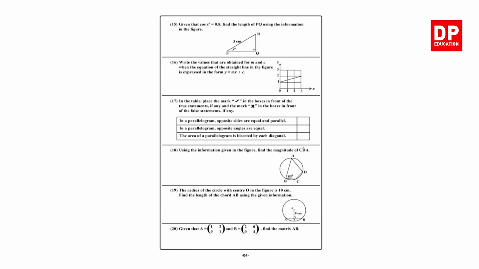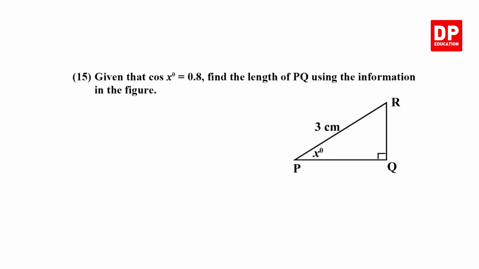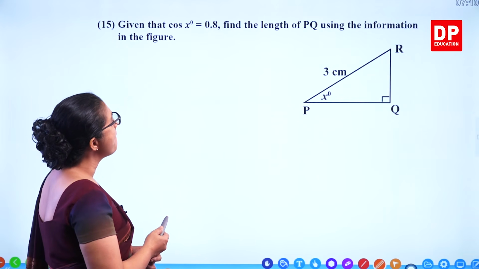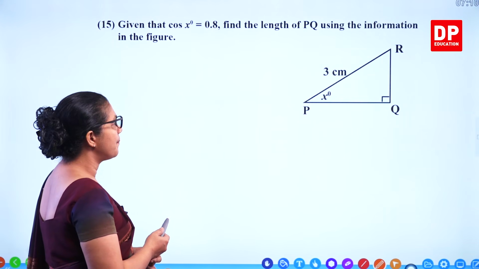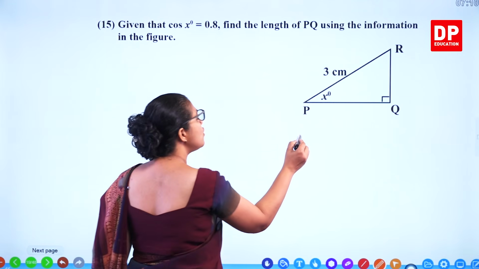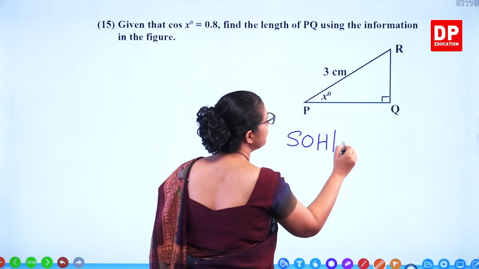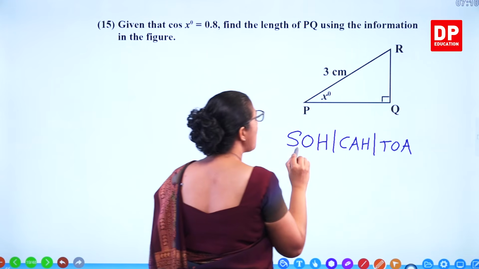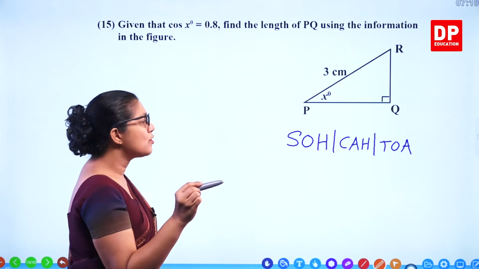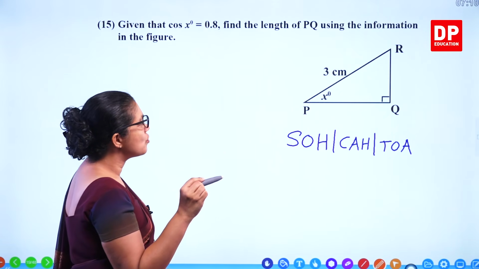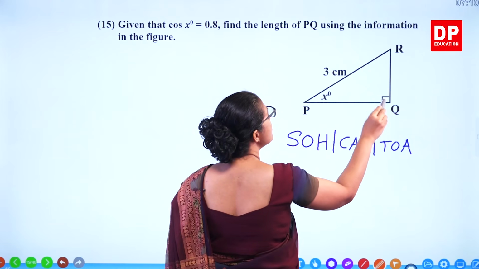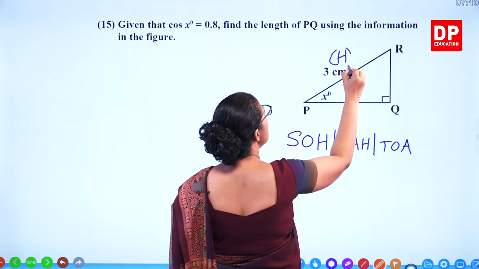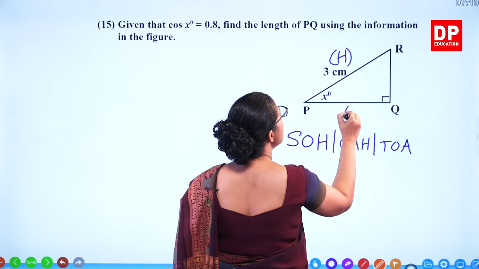Now you can try 15 to 20. Given that cos x is 0.8, find the length of PQ using the information in the figure. So what are the three ratios you need to remember? CAT to R. Sine ratio is opposite over hypotenuse, cos is adjacent over hypotenuse, and tan is opposite over adjacent. So always opposite to 90 degrees is the hypotenuse. So this is the hypotenuse. And to this angle, this is the adjacent value.